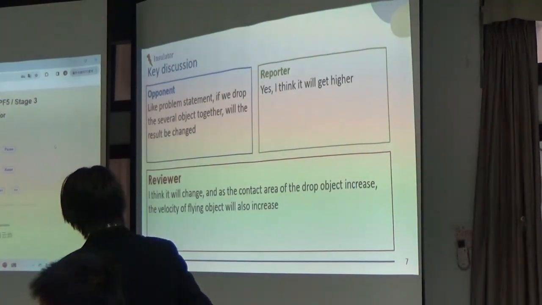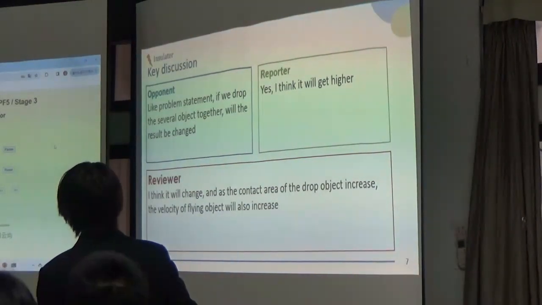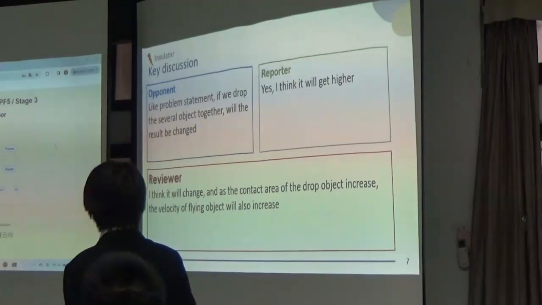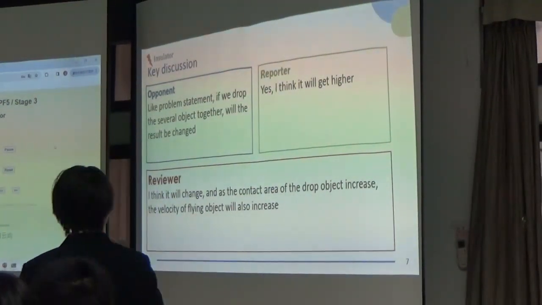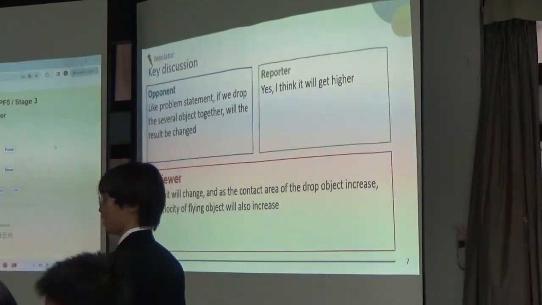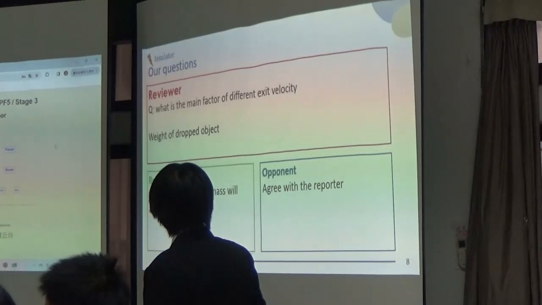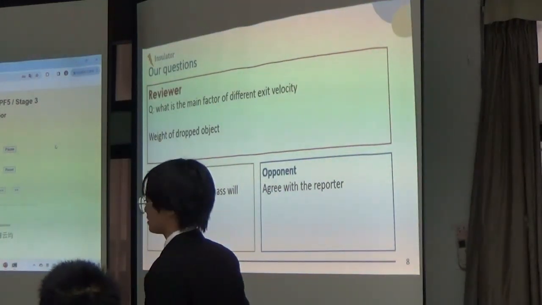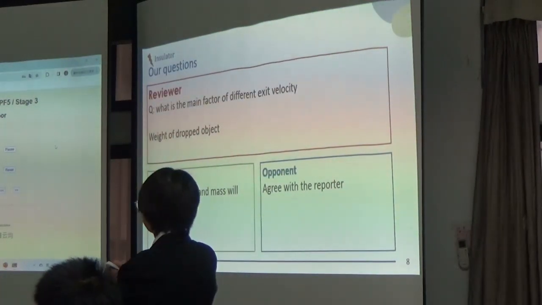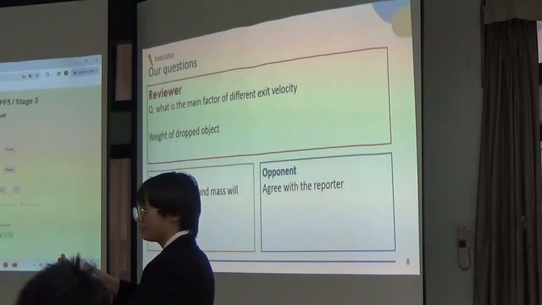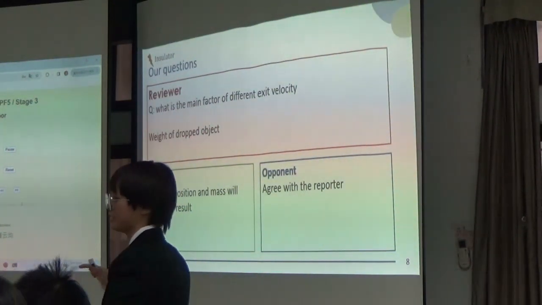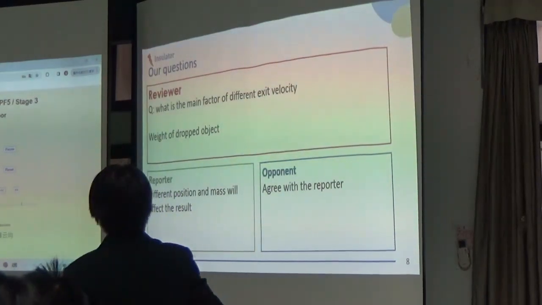And next, the opponent asks, like current statement, if we drop several objects together, will the result be changed? And the reporter answers yes. And for me, I think it will also change. As the contact area of the structure increases, I think the physics velocity will increase. And for our case question, I asked about the main factor of the physics velocity, and I think it's because of the weight of the dropped object. Because when the weight of the dropped object is increased, it contains more potential energy, so the energy converted into kinetic energy will also be more, so physics velocity will also increase.